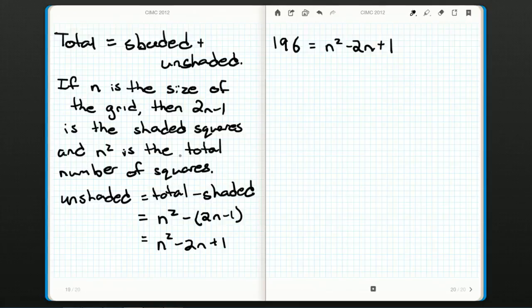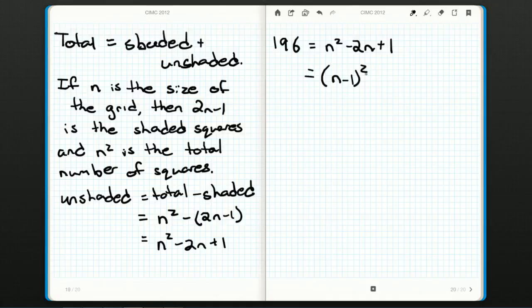So there's two ways we can go about doing it. We could use the quadratic formula. We'll bring this 196 over here, we'll get n squared minus 2n minus 195 equals 0. Use the quadratic formula, we can solve for n. We know n will have to be positive. Or what we can do is observe that this is a very common formula, and it happens to be n minus 1 squared.